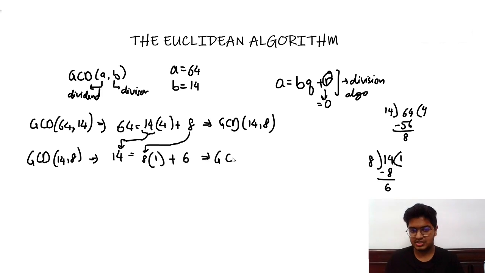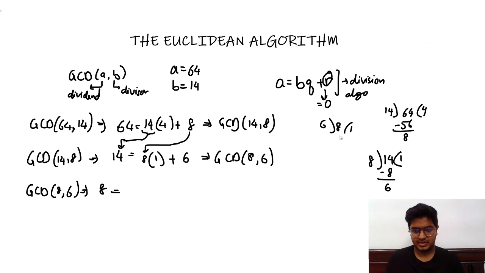So we will be finding the GCD of 8 comma 6. Again, this divisor will become the dividend and this remainder will become our divisor. So we'll find the GCD of 8 comma 6. When we divide 8 by 6, for 1 times 6 we get this. So I will have 8 equals the divisor 6 multiplied by the quotient 1 plus remainder 2.